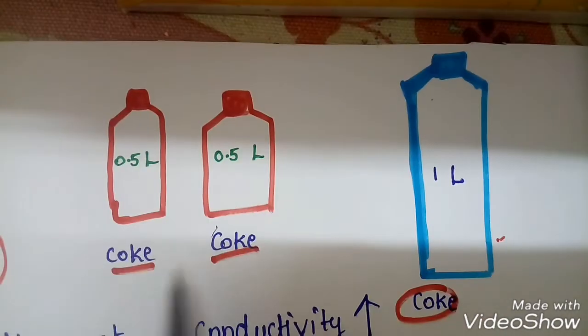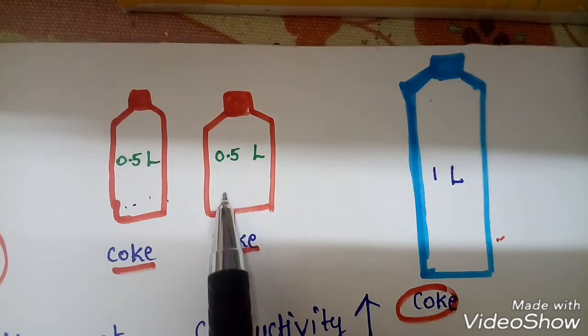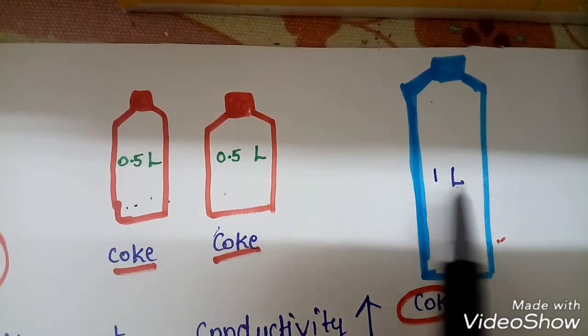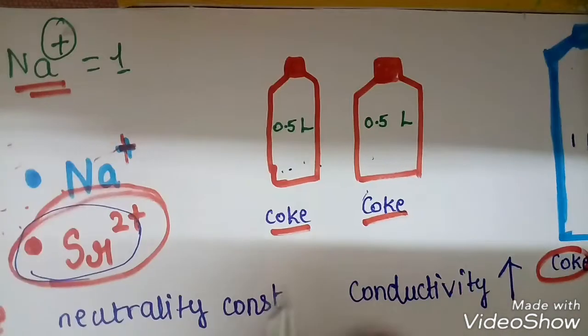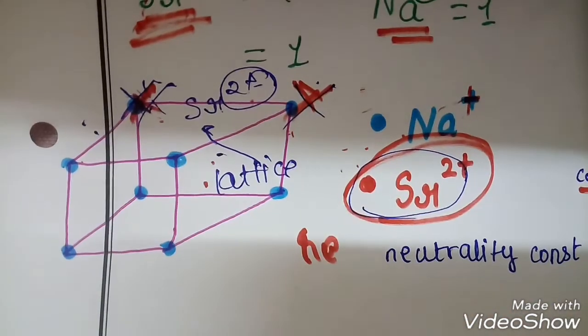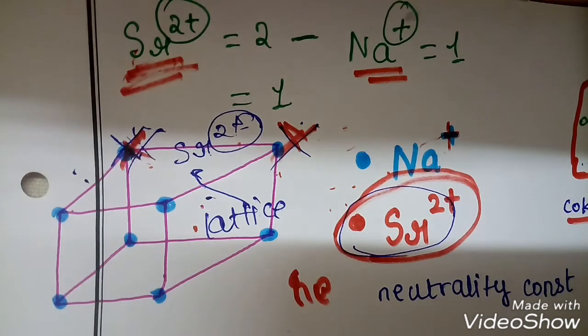You can go through this example: two bottles of Coke of 0.5 liters each are removed and just 1 liter of Coke is added back in the fridge. So this is how it works. Okay, this is how the thing happens. Now we'll proceed to the solution. You all understood the concept, right? Okay, we'll go to the solution.